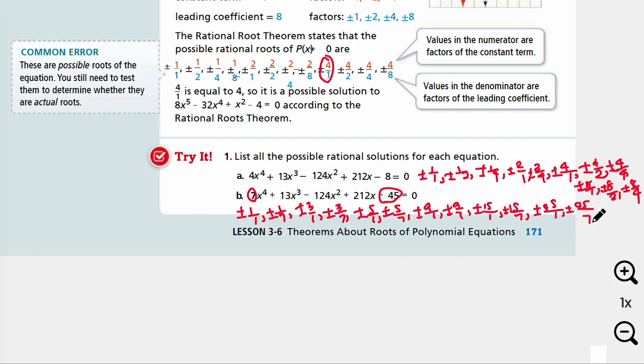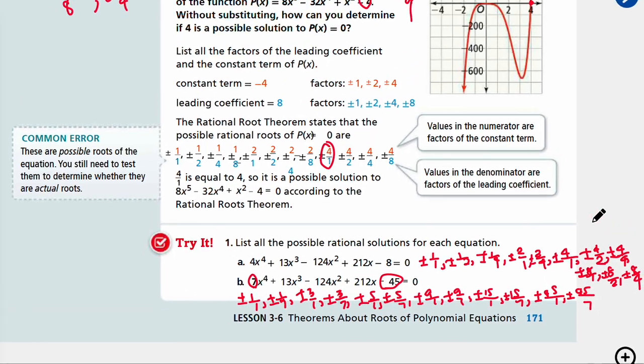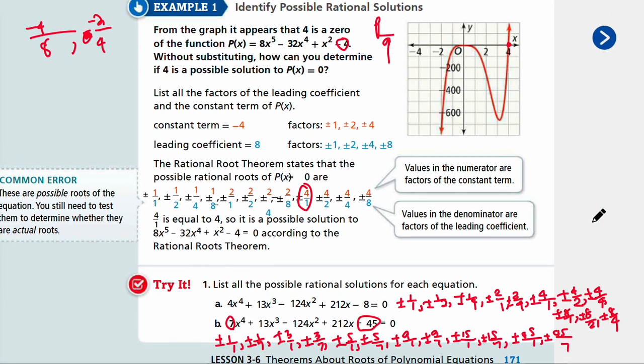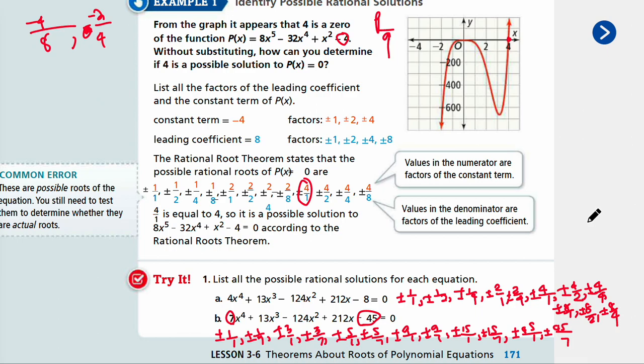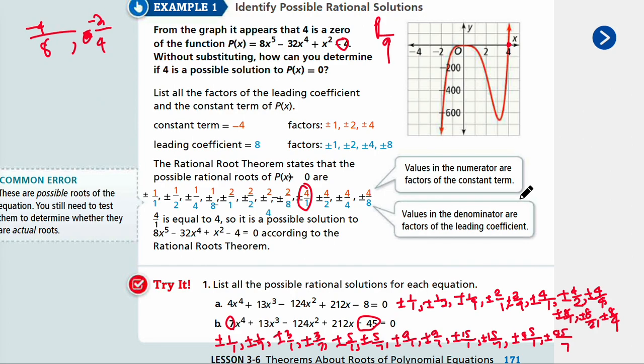Okay, good. Are you checking your answers? Check your answers and see if you got everything. And if you did, great job. These are all the possible rational solutions using the rational roots theorem. We'll continue with the next examples in the next video.